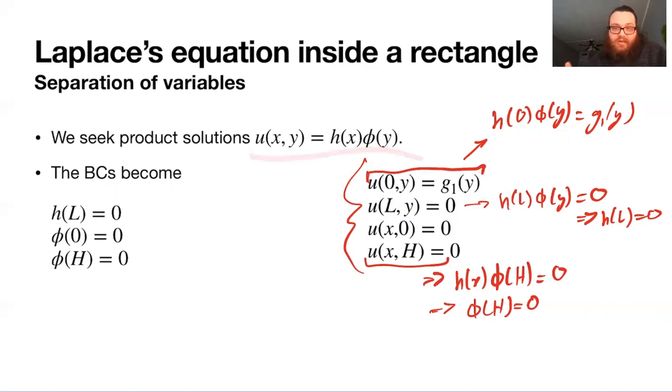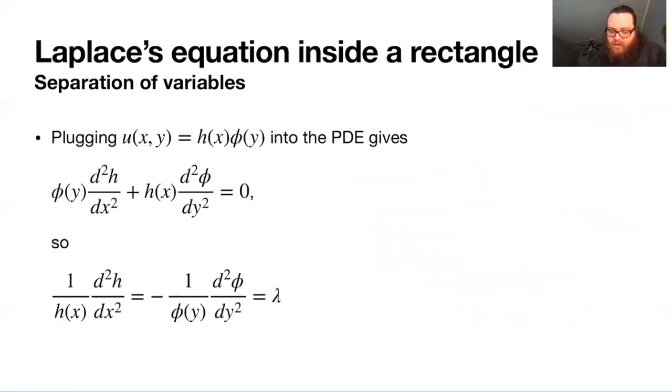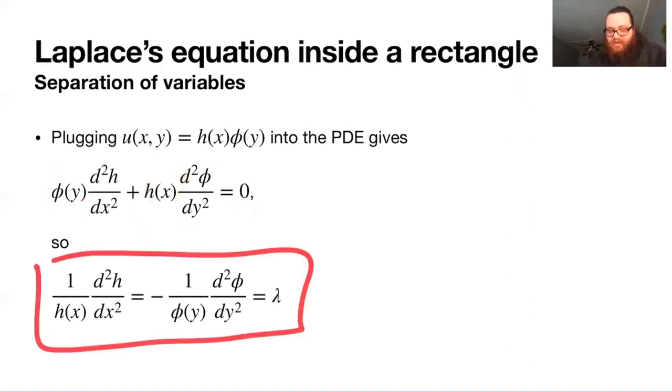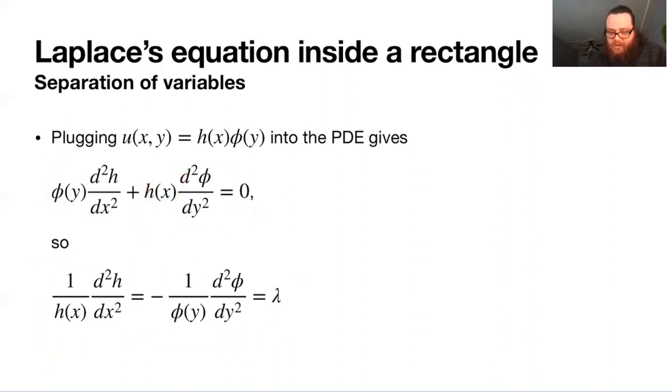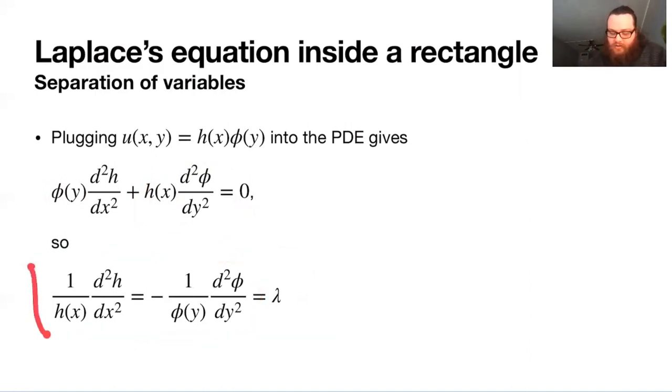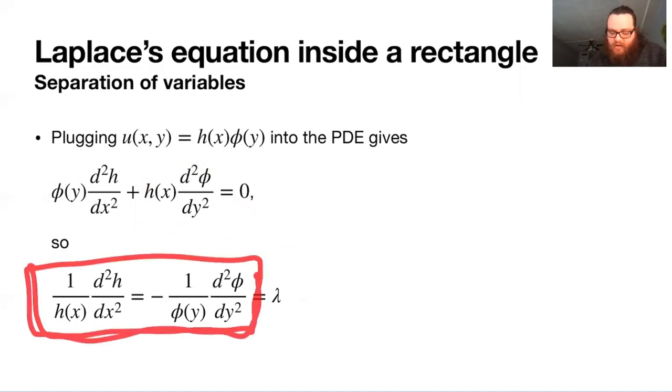Let's plug these things in and see what we get out. If we plug this into the PDE, this is what we get. So what we're going to do is move this to one side, divide by h of x, divide by phi of y, and we end up with this. And this piece right here is what we get from separation of variables.